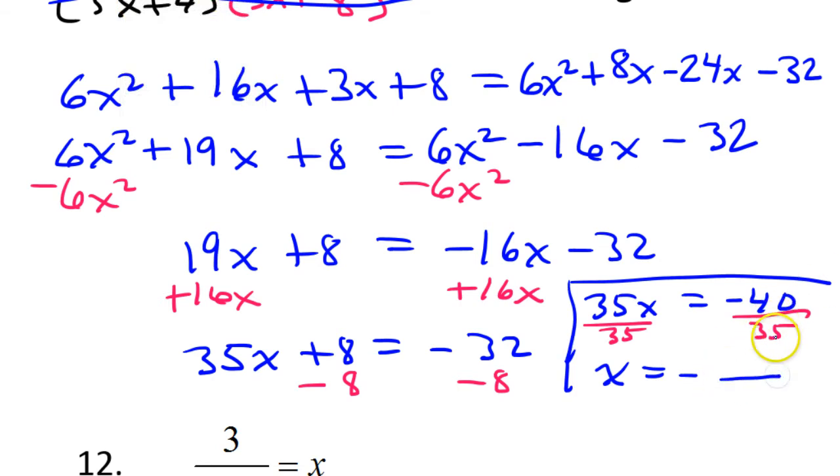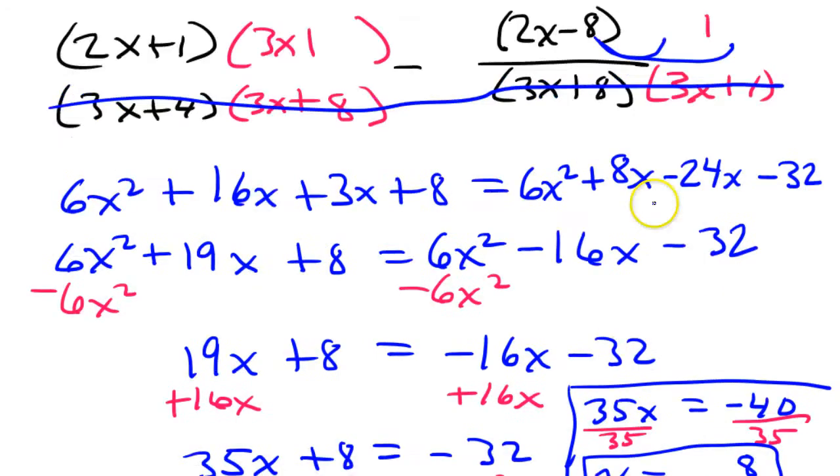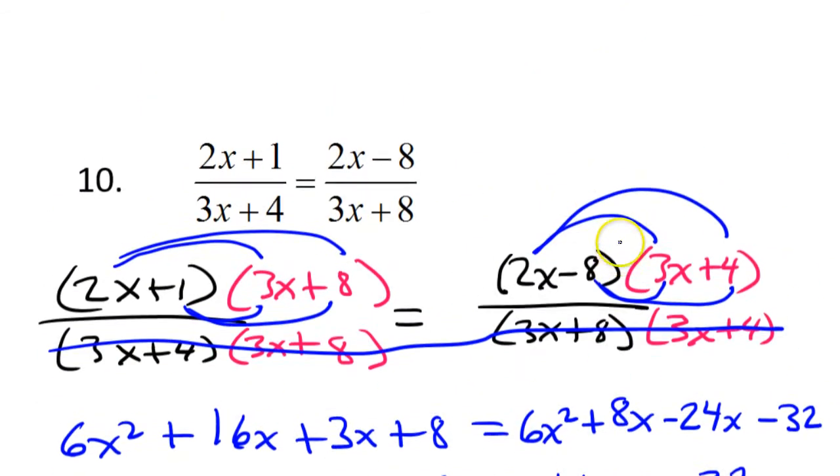Now let's go ahead and reduce this as we go. Both of these are obviously divisible by 5. 40 divided by 5 is 8. 35 divided by 5 is 7. So x equals negative 8 over 7. So that's the answer, as long as that was not one of my excluded values.